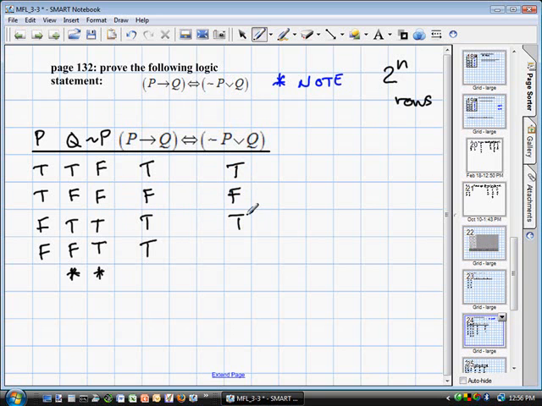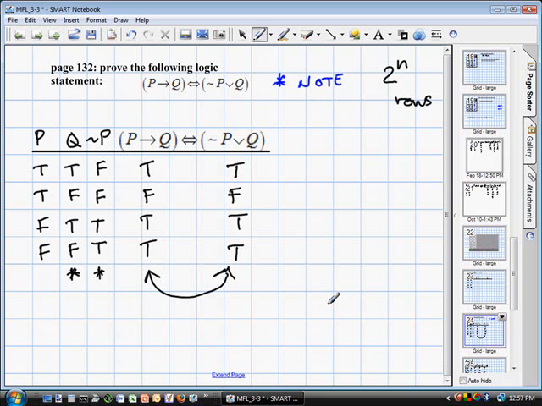Nope, they're not both false. Ta-da! Do you notice how these 2 columns end with the same result? We've done it. We have shown that those 2 statements are equivalent.